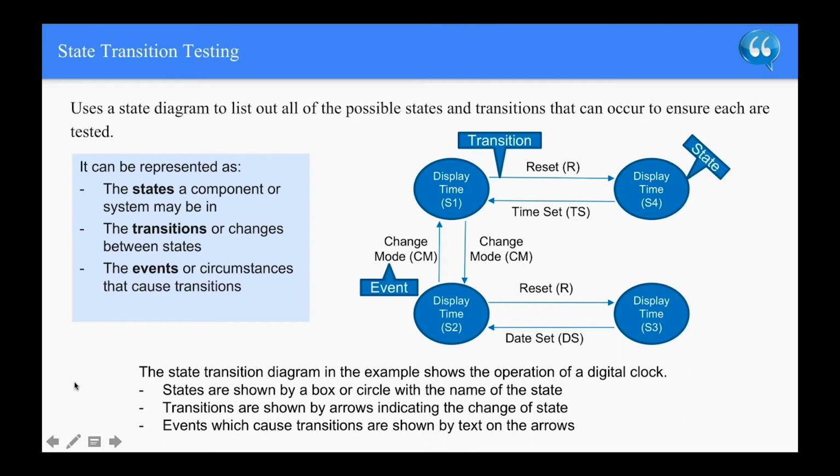State transition diagrams, state transition testing. Some systems can be described in terms of states or modes that the system can assume, together with the events that cause a change from one state to another. These systems can be represented by a state diagram showing the states a component or system might be in, the transitions or changes between states, and the events or circumstances that cause transitions. So the states of the system or subject under test are separate, identifiable, and finite in number.